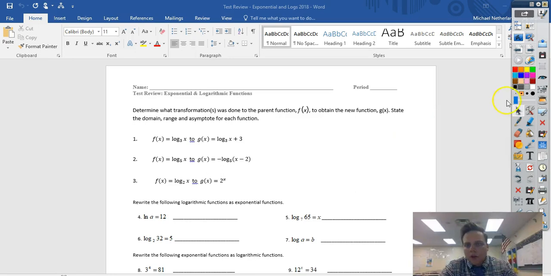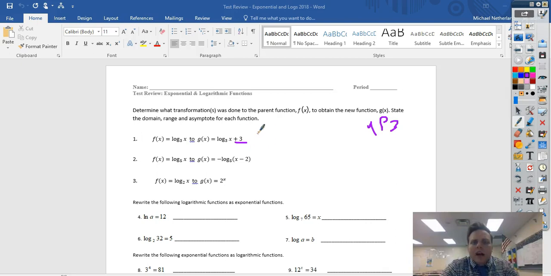Okay, so we started with log base 3 of x, and we went to log base 3 of x plus 3. Notice this plus 3 is outside of the function. So that means I moved the graph up 3. So the transformation was up 3.